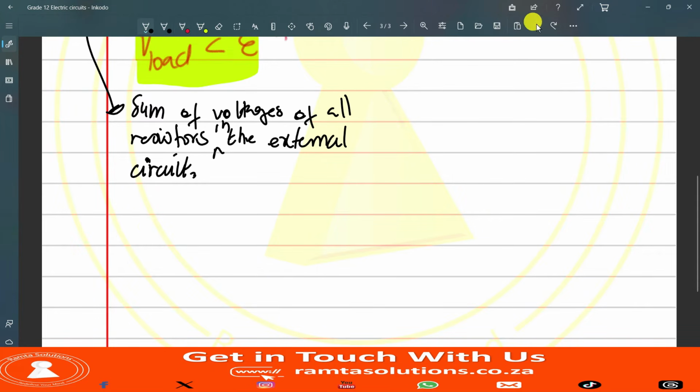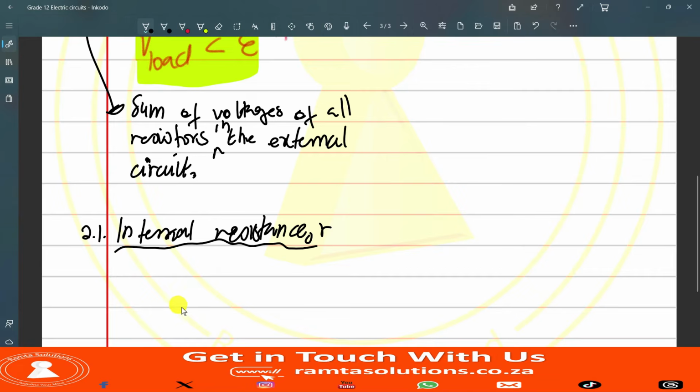I'm also going to give its definition. So internal resistance, I'm going to call it small letter r. First things first, its definition, what is it? Do you guys know what it is? Anyone who wants to give it a shot? Okay, nobody wants to give it a shot.